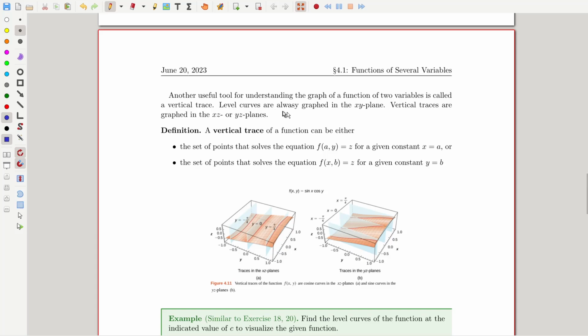Level curves are always graphed in the XY plane because you're slicing parallel to the XY plane. But vertical traces, you are slicing in such a way that you have either an XZ plane or a YZ plane. Now, how does the vertical trace work? Well, given a function of two variables, you set either x to be a constant or you set y to be a constant. So I'm picking a and b as my constants here, and I'm either setting the input variable x to be a constant, or I'm setting the input variable y to be a constant. And then we end up with this kind of equation.